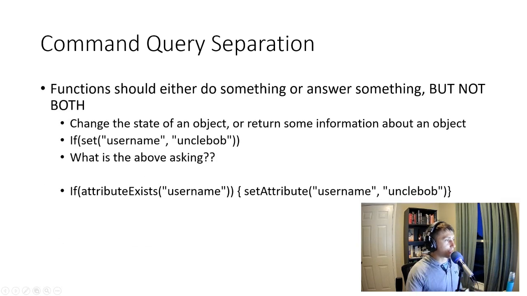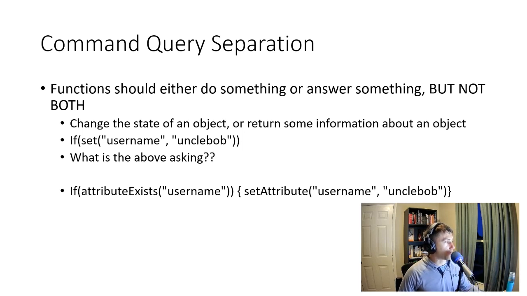So now command and query separation. What is this concept? Functions should either do something or answer something, but not both. Again, building off this concept that your function should really only do one thing and do it well. They should either be changing the state of an object or returning some information on an object. Like in the previous example, it's changing the state of that output argument. Or it could return some information about that object, like when you call a getter method, like get area.